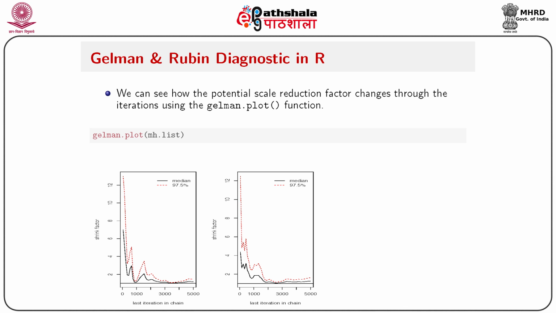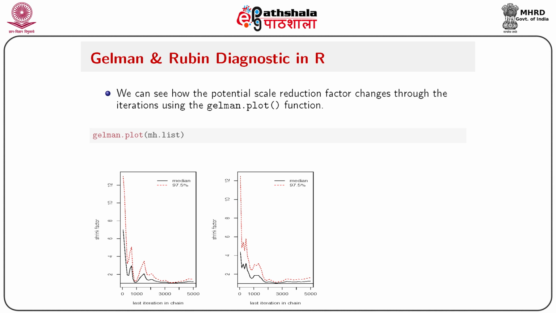The potential scale reduction function. For that you can use gelman.plot, and that mcmc list object has to be passed through gelman.plot. If you pass it through gelman.plot, you will get two plots, because you have a bivariate function that we have generated. One is the median and another is the 97.5%, that is, the upper confidence limit.